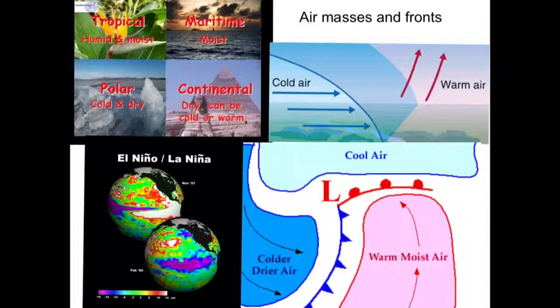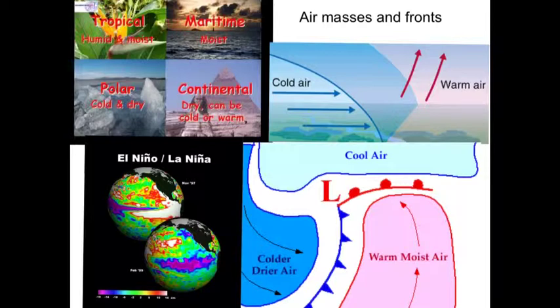There are four types of air masses: maritime, tropical, polar, and continental. Tropical when it's humid and moist. Maritime is when it's just moist. And continental, dry and can be cold or warm. And finally, polar, cold and dry.